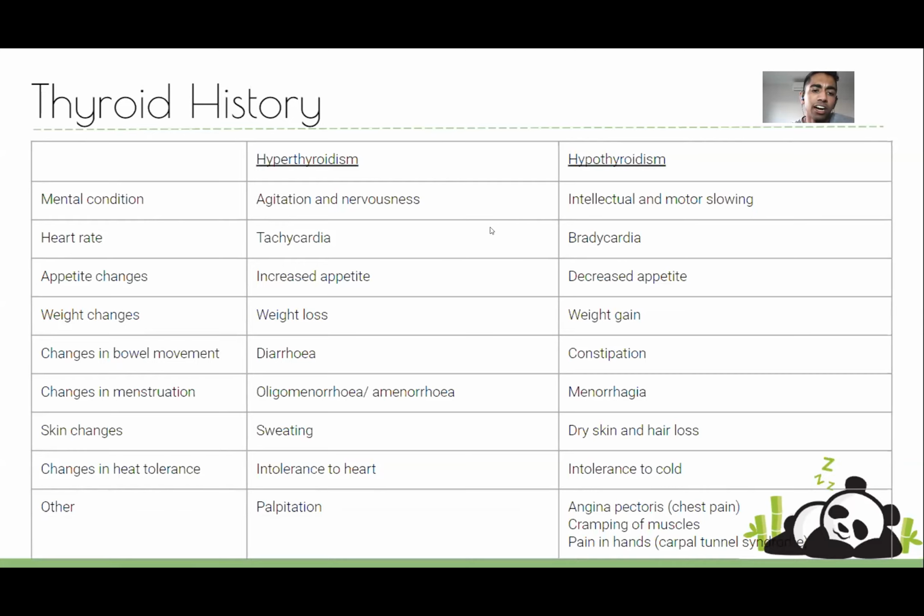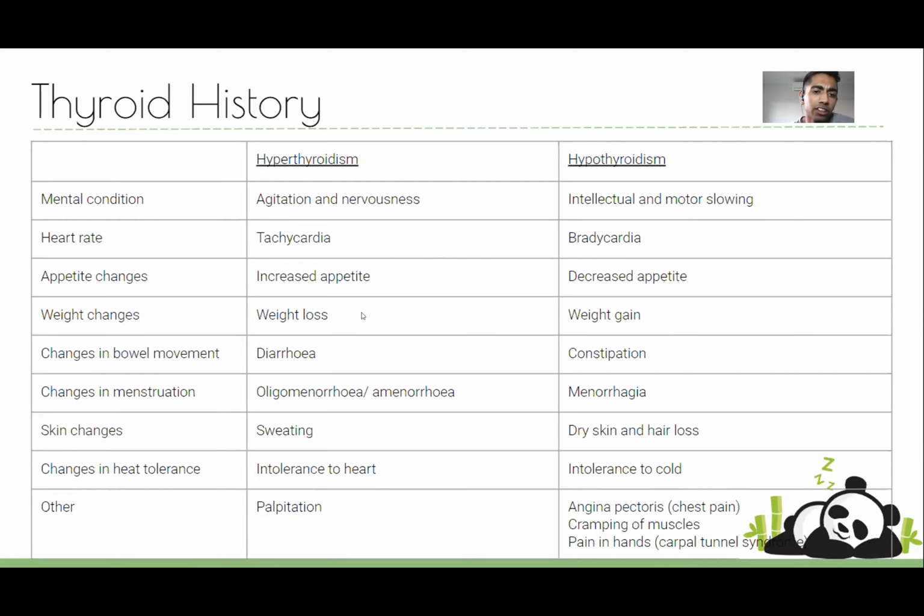Heart rate, they're going to have a fast heart rate in hyperthyroidism and slow in hypothyroidism. Appetite changes is going to be increased because they're really hungry in hyperthyroidism. They want to get as much energy as possible, whereas in hypothyroidism, it's the opposite. It's going to be decreased appetite.